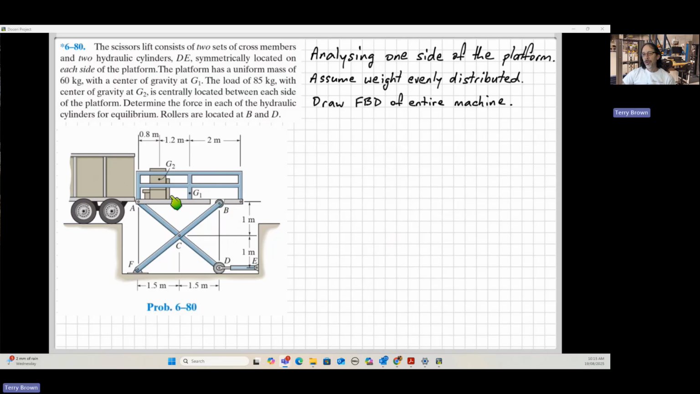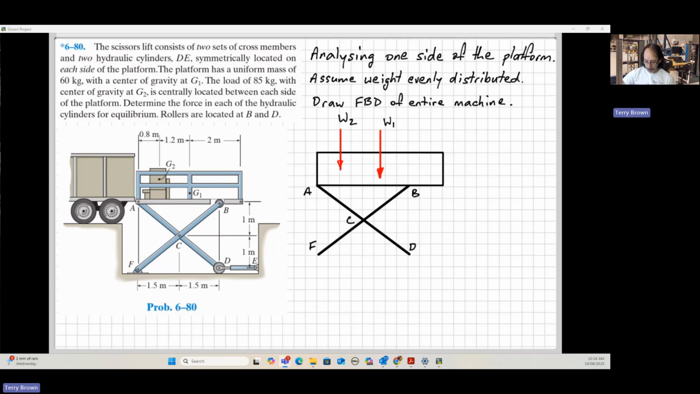So I'm going to draw a free body diagram of the whole frame, because that has our known loads in it and also our unknown force in the cylinder that we're looking to find. And then let's see how we go with solving the problem with just that free body diagram. I think we're going to need more than that as we go through. So we've got the loads here, W2 and W1. I've just labelled them rather than putting the numbers on my free body diagram.